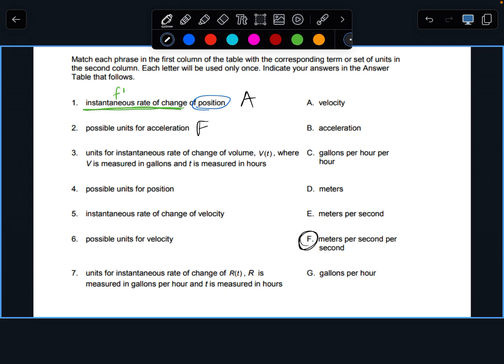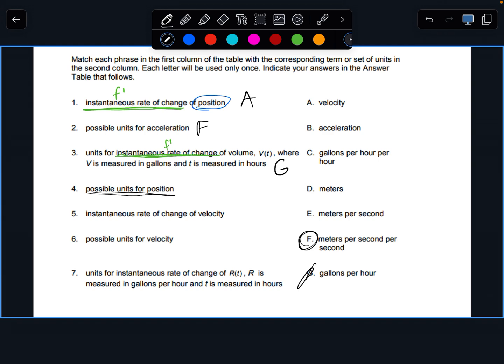All right, units for instantaneous, there she is, the derivative of volume, where V is measured in gallons and T is measured in hours. So if you're thinking about a derivative, that's a slope. So if you're taking a derivative when you're dealing with gallons and hours, the units are going to be gallons per hour. So this one would be G. Are there any questions so far? Gallons per hour. Okay.